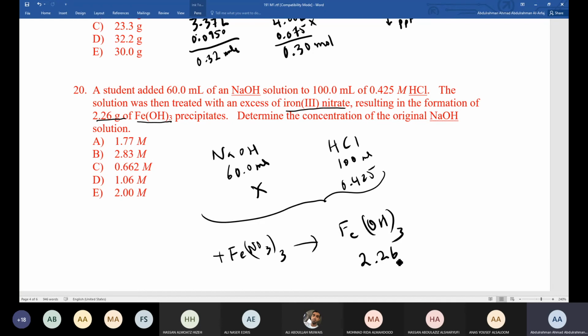What is the concentration of the original NaOH solution, which is X? Can you calculate what's X?